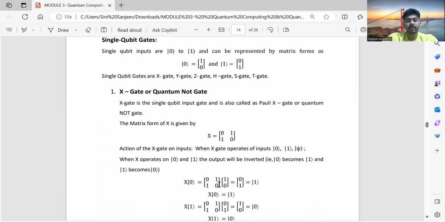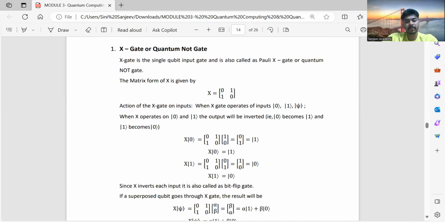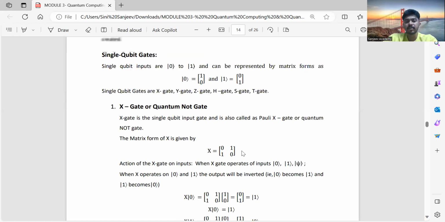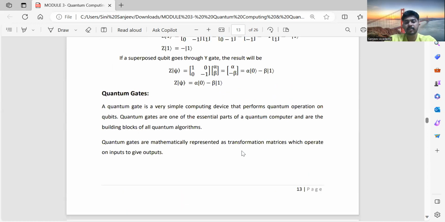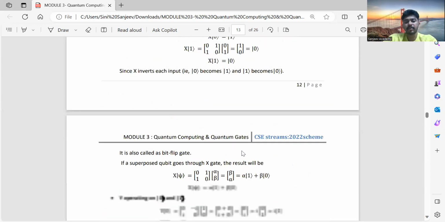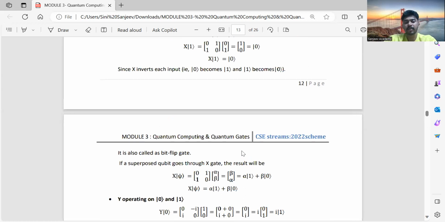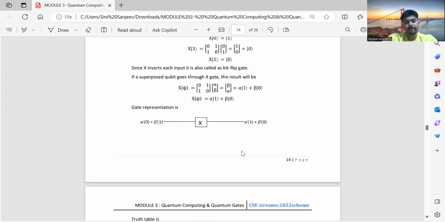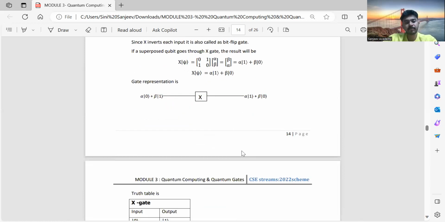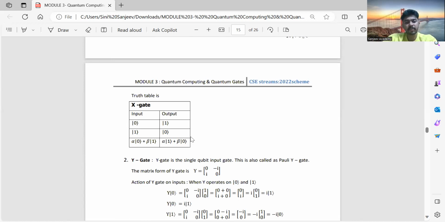So X of 0 should be what? Always equal to 1. X of 1 should be what? Equal to 0. If this becomes this, then it is a NOT gate. Because 1 we all know what? 0 and 1. Correct? But if I'm getting the answer as 1, 0, obviously the complement of it, NOT gate. So as I already told you, bit flip gate. Already just now discussed, NOT gate. The truth table: 0 to 1, 1 to 0. That's all.